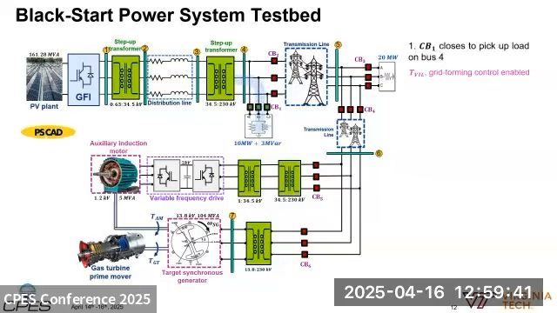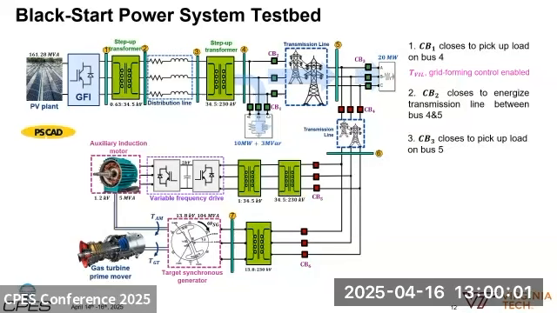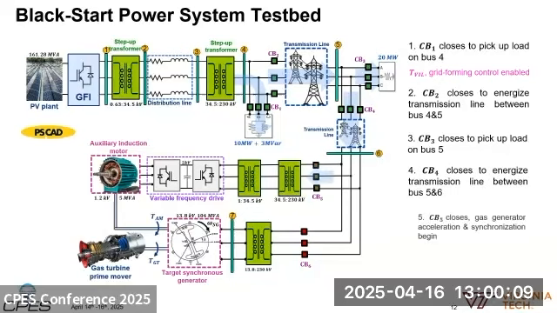And the Black Start sequence is as follows. First, we pick up the load on bus 4. The enabling of GFM control should be done shortly after that. And then energization of a long transmission line between bus 4 and 5. Then the closing of circuit breaker 3 to pick up load on bus 5, and then to energize another transmission line. And after that, we should close CB5, which is interconnecting the induction motor into the system.